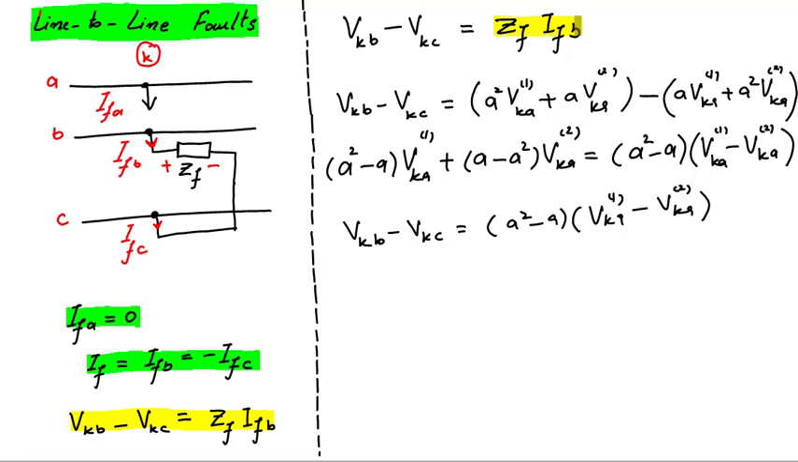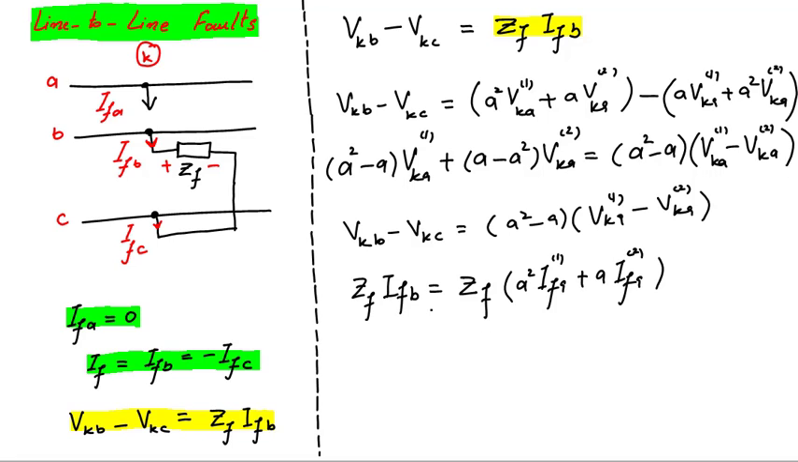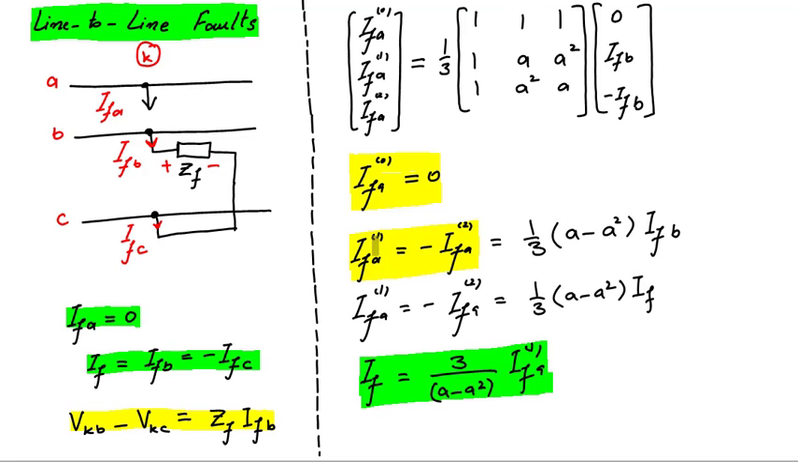Now in the equation ZF into IFB, if we substitute the value of IFB in terms of its sequence components, the zero sequence component of this IFB will be 0, as we have already seen that zero sequence is not involved in line to line fault. So it will be a square times IFA positive sequence plus a times IFA negative sequence. Now here, let us write the value of IFA negative sequence in terms of IFA positive sequence from the current equation. Here IFA positive sequence is equal to minus IFA negative sequence. It means IFA negative sequence is equal to minus IFA positive sequence. Let's substitute this value over there.